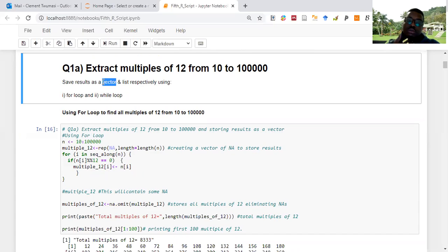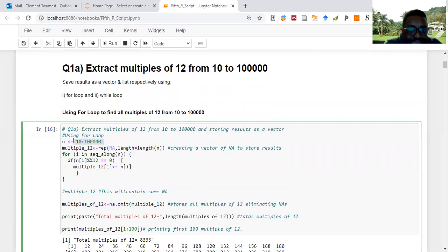Okay, so the reason why you save your results is for you to use it at a later time. So if you want to use your results at a later time, it's always good to save it. So we can also save it as a vector, as a list. Technically, we can even save it as a matrix. We can even save it as a data frame. So now I've introduced how to save it as a vector as well as a list.